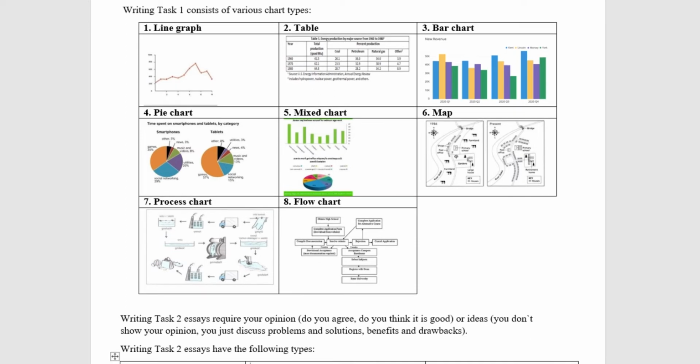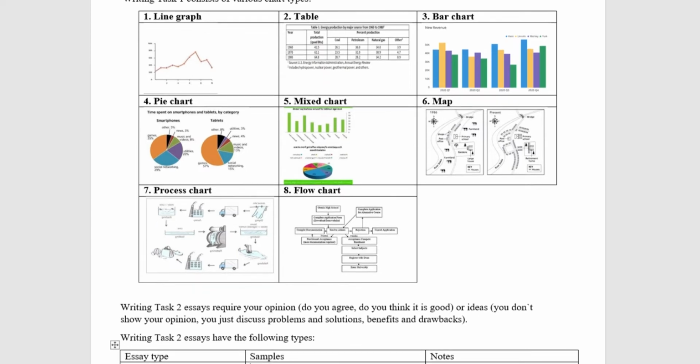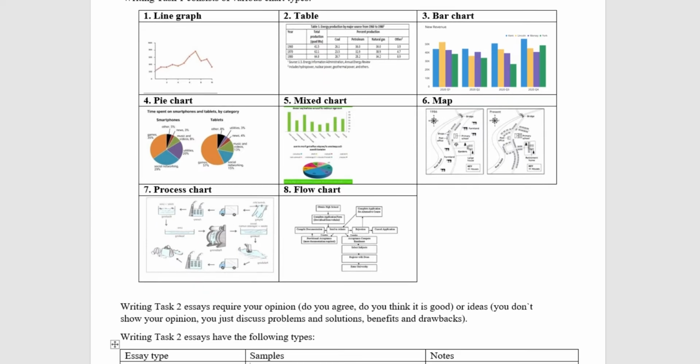It means that task 2 is a bit more important, and I can actually say twice as important as task 1. So if you, let's say, get 7 from task 2 and 6.5 from task 1, of course you are likely to get 7 from the overall writing rather than 6.5. So the score of task 2 is more important, but it doesn't mean that you need to ignore task 1.